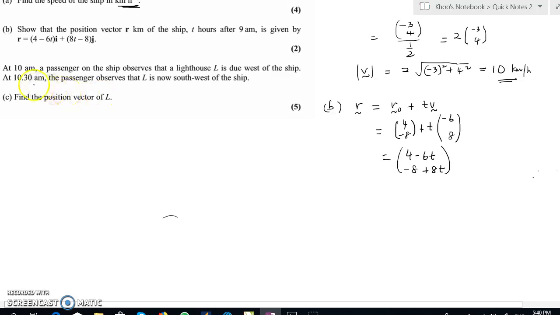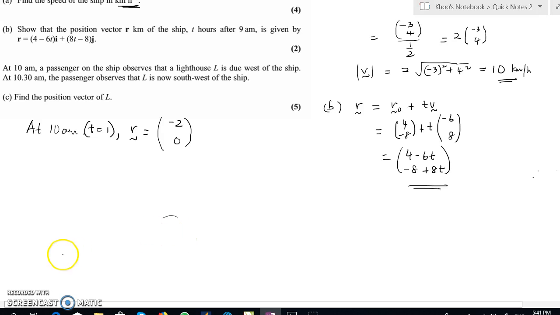We are given that at 10 a.m. a passenger on a ship observes a lighthouse due west of the ship. Now, at 10 a.m. is basically 1 hour after 9 a.m. So we're using the position equation over here, then t will be equal to 1, because it's 1 hour after 9 a.m. So our new position is now 4 minus 6, which is minus 2, and minus 8 plus 8, which is 0.